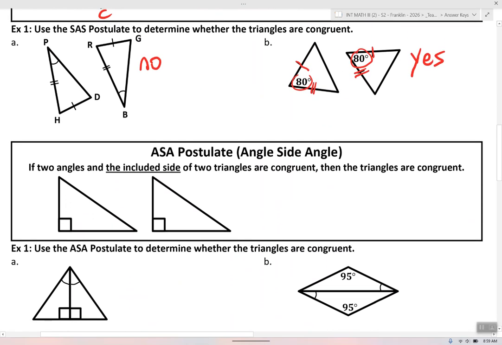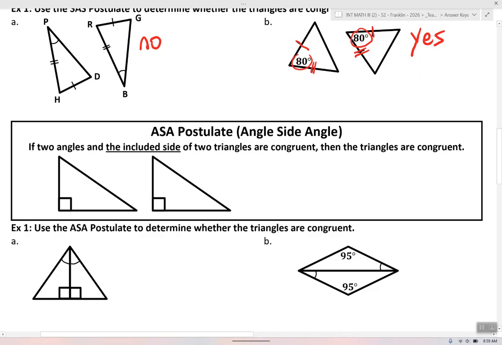Okay, our next postulate is the angle-side-angle postulate. If two angles and the included side of two triangles are congruent, then the triangles are congruent. It's kind of the same idea. The two angles, let's say I have my triangles ABC, DEF. They both have a 90-degree angle, and let's say that this angle is the same with this included side.